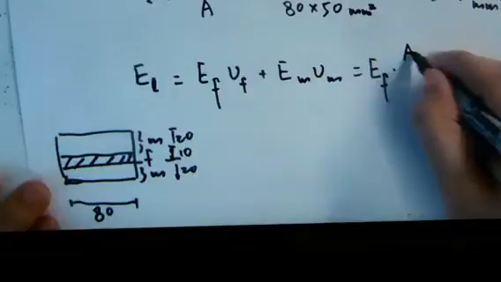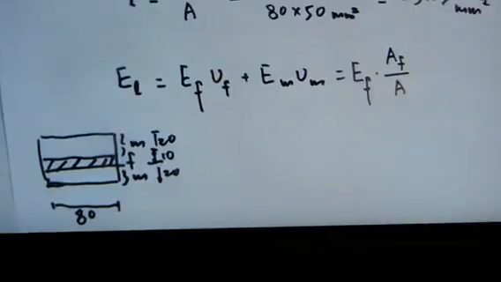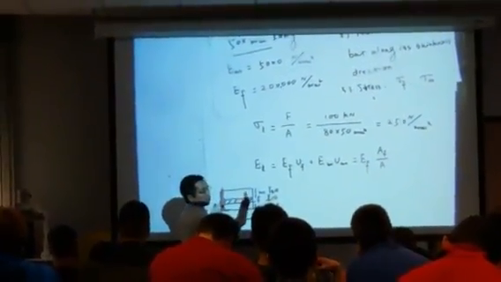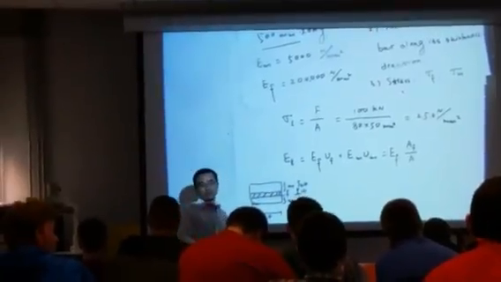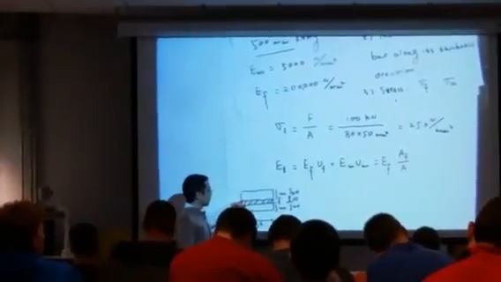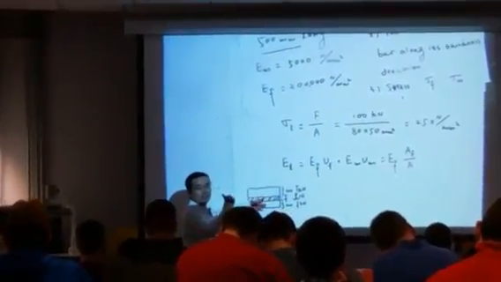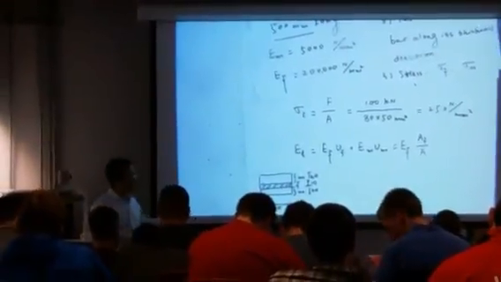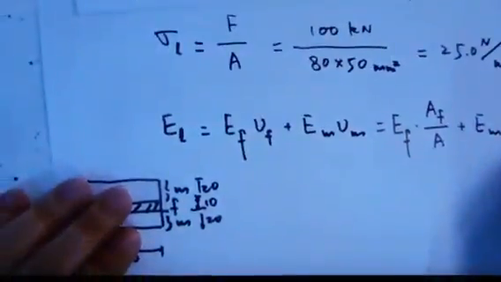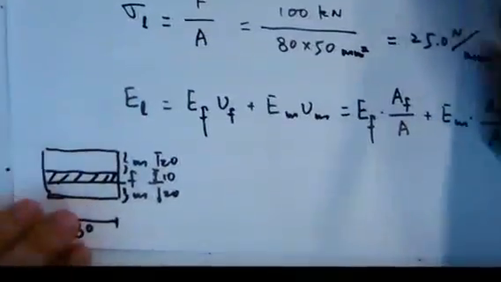You get A_F over A. Volume fraction is the volume of this fiber divided by the total volume. But along this length direction it's the same, right? They have the same length. So I just need to calculate the area fraction, A_F divided by A, the area of this whole cross section. A_F is the area of this fiber. Because along this direction they have the same length, you can calculate the volume fraction by calculating the area fraction. Same thing for the matrix: A_M divided by A.